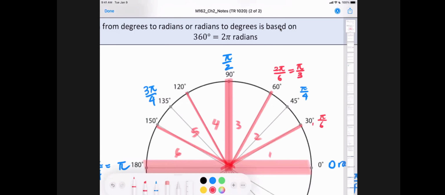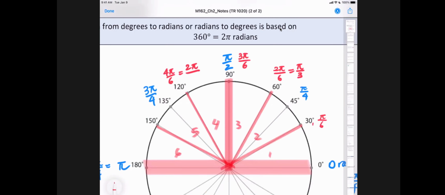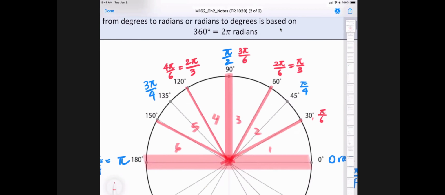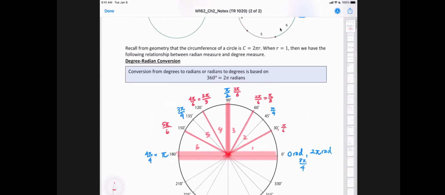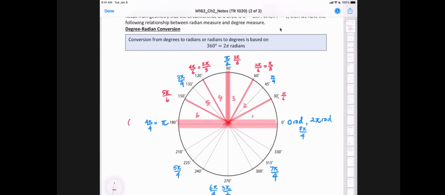Okay, and keep counting up over 6. So the next one, 2 pi over 6, 3 pi over 6. We know that reduces to pi over 2. Okay, and the next one, 4 pi over 6. That's 2 pi over 3 when you reduce it. And 5 pi over 6 is equivalent to 150 degrees. And that's already reduced. And then we have 6 pi over 6, which we know is pi.